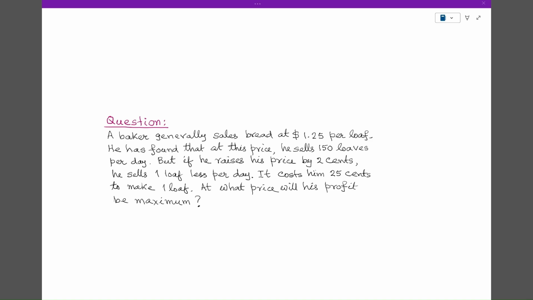A baker generally sells bread at $1.25 per loaf. He has found that at this price he sells 150 loaves per day. But if he raises his price by 2 cents, he sells one loaf less per day. It costs him 25 cents to make a loaf. At what price will his profit be maximum?